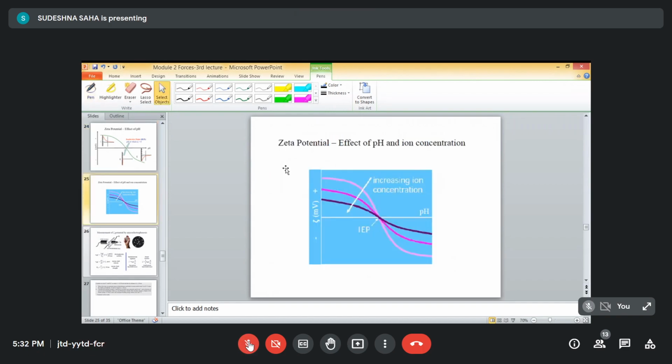Okay, now with increase in ion concentration, you will see that there will be a decrease in zeta potential, and the values actually change like this. But the isoelectric point is directly related to pH, so you might see that there will be a constant isoelectric point, although you are increasing the ion concentration, the electrolyte concentration. Okay.